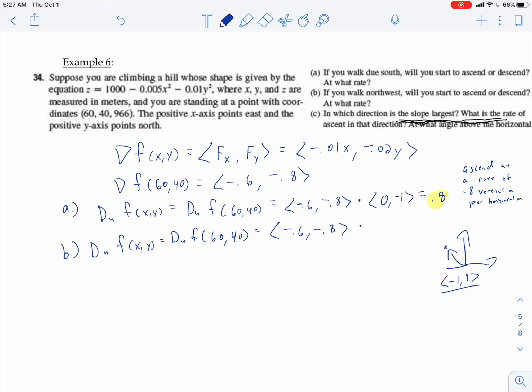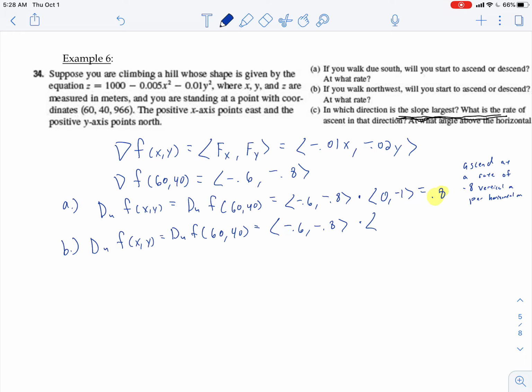That's our vector. But if I want a unit vector, I'm going to have to divide by the magnitude of that, which is going to be the square root of negative 1 squared plus 1 squared. And so my unit vector is going to be negative 1 over square root of 2, positive 1 over square root of 2. So that's the unit vector. Now we go ahead and multiply.